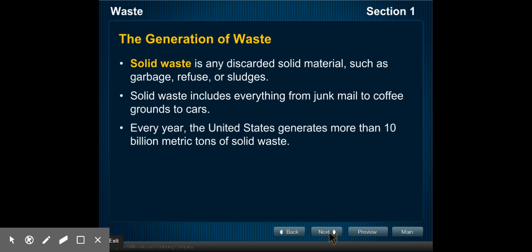Solid waste is any discarded solid material, such as garbage, refuse, or sludges. It includes everything: junk mail, coffee grounds, cars. It includes the waste that goes in our toilet. It includes the water that we have waste as a result of our showers, washing food, dishwashing, washing outside our cars. All of these include solid waste. Most of these are taken care of through either our water treatment plants, or they're taken care of through our garbage or recycling.